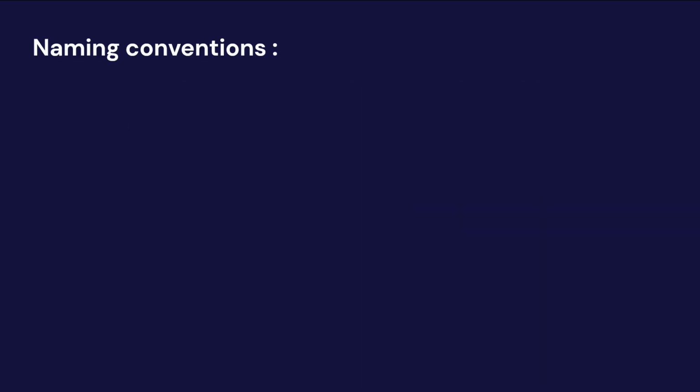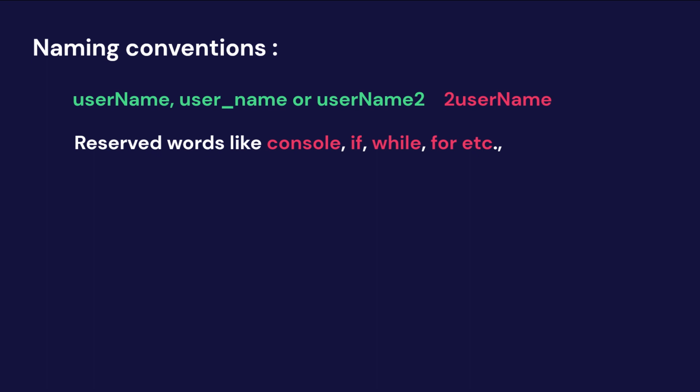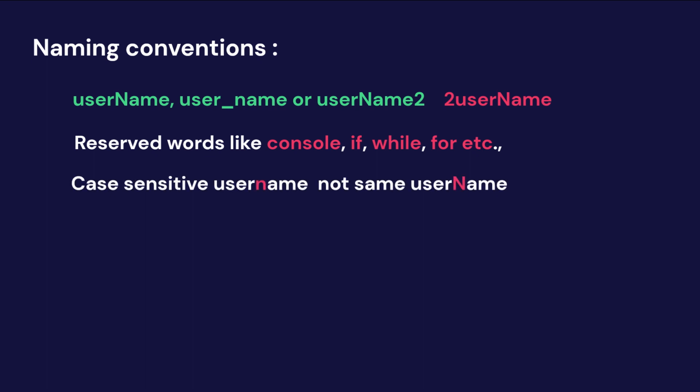A variable name in C# can only contain letters, numbers, or underscores. However, the first character cannot be a number. Hence, you can name your variables username, user_name or username2 but not 2username. In addition, there are some reserved words that you cannot use as a variable name because they already have pre-assigned meanings in C#. These reserved words include words like console, if, while, etc. We'll learn about each of them in subsequent videos. Finally, variable names are case-sensitive. Username is not the same as username.